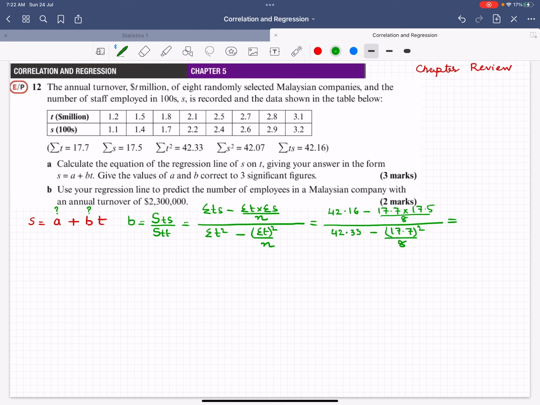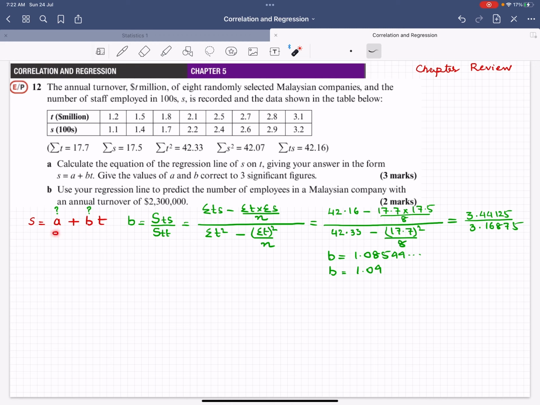When we work out the numerator, we get 3.44125, and when we work out the denominator, we have 3.16875. So therefore the value of B will be 1.08599. We write it to 3 significant figures, which is 1.09. So we have done working out the value of B.